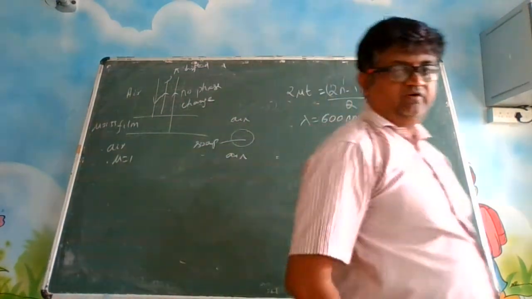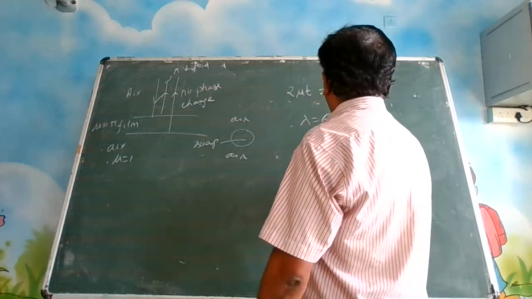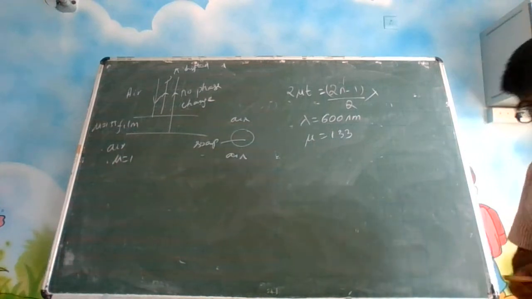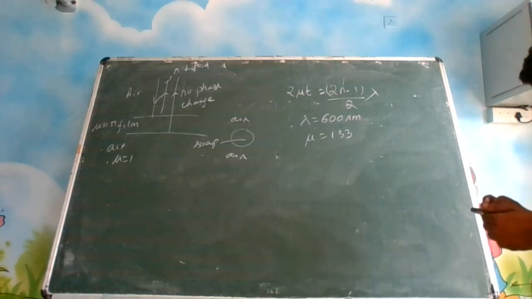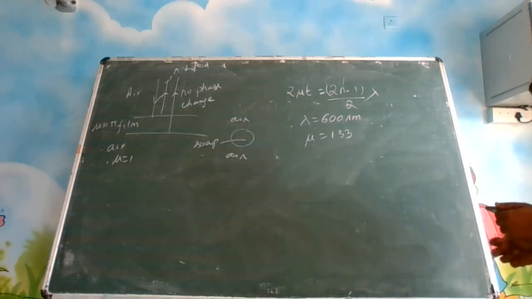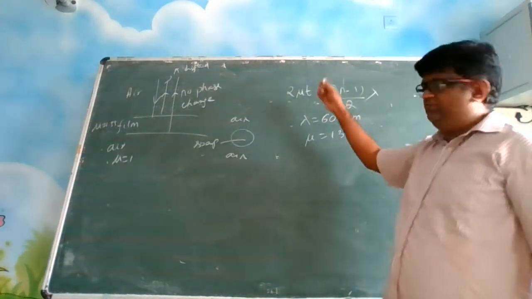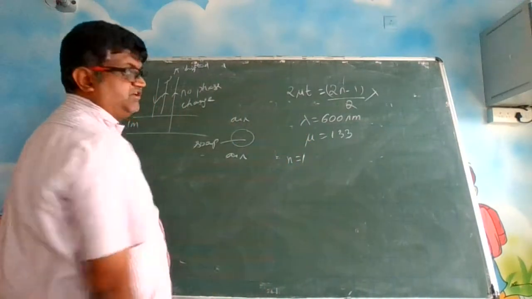600 nanometer is given to you, and the mu value is given as 1.33. If you see the question, he has asked you to find out the constructive interference. The n value can keep on changing. We will find for, let us say, n is equal to 1. So this is the condition for constructive interference.